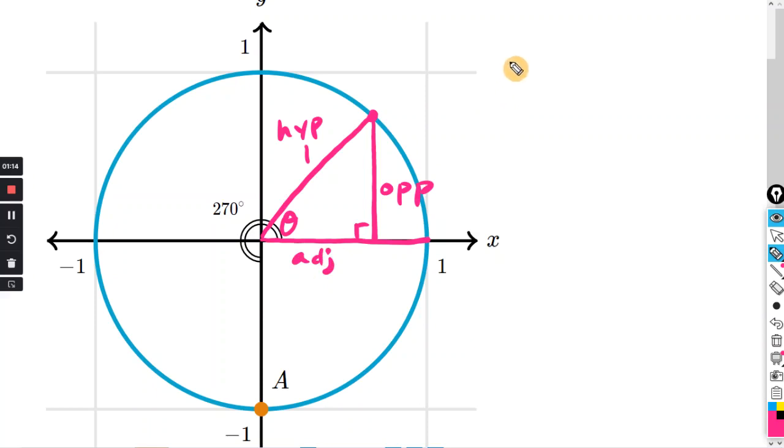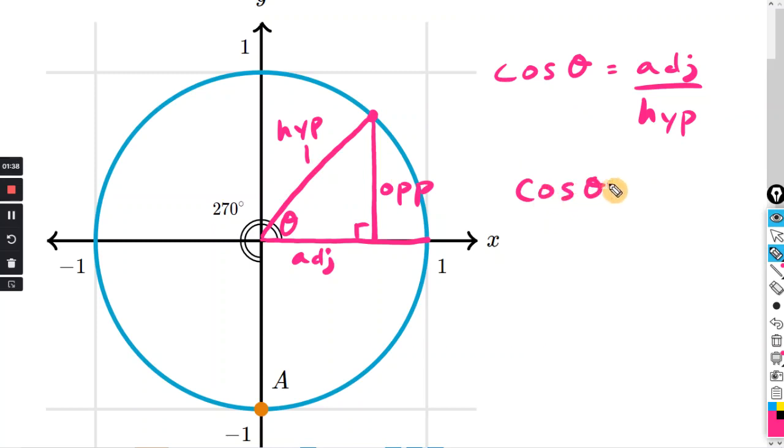So you want to remember the cosine of theta. Cosine of an angle theta is going to be adjacent over hypotenuse. But we already said the hypotenuse is 1, so the cosine of theta is just going to be the adjacent side. As you can see, the length of this side is going to be the x-coordinate of this point. So the x-coordinate of this point is the adjacent side, which is the cosine of theta.